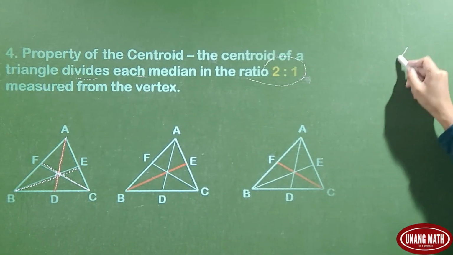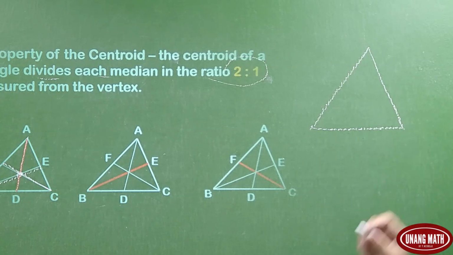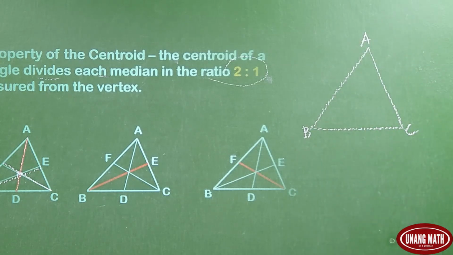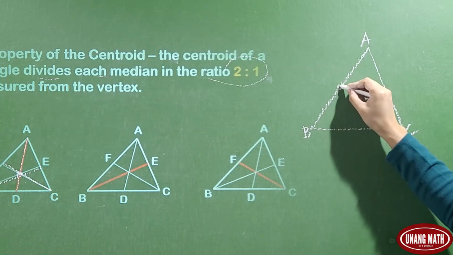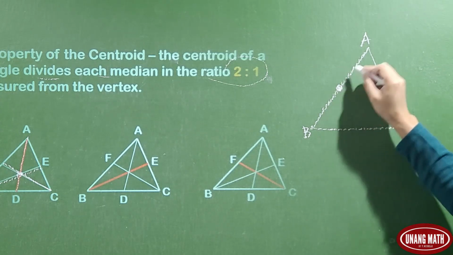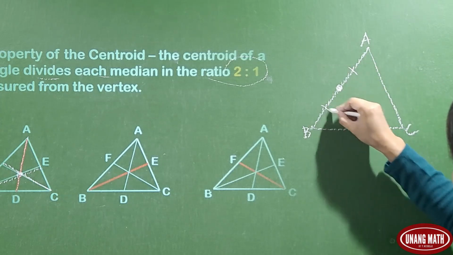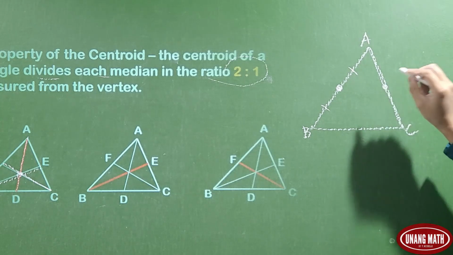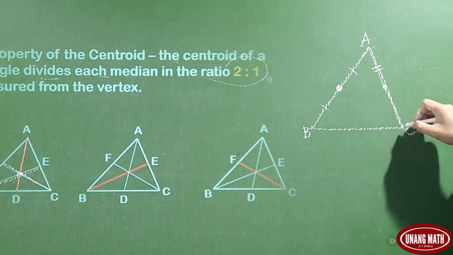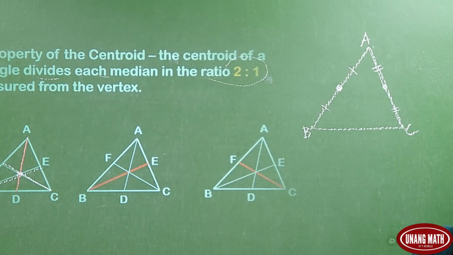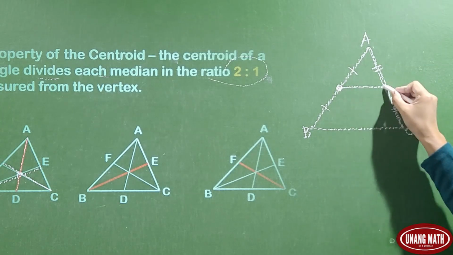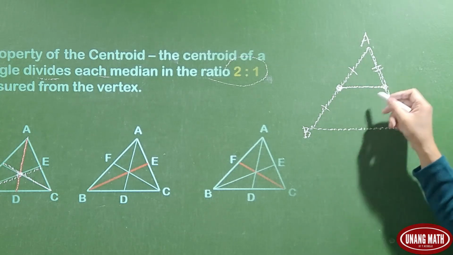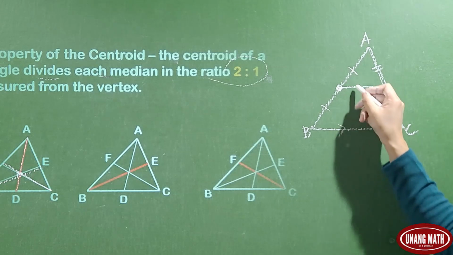If you can recall our lesson about the mid-segment of a triangle, okay, let's say this is triangle ABC. This segment, midpoint is this point. So if this is the midpoint, then from here to here and from here to here, equal in length. What about this segment AC? Midpoint is this point. So if this is the midpoint, from here to here and from here to here equal in length. If we are going to connect these two midpoints, then this is now our mid-segment. And this mid-segment is parallel to this segment.